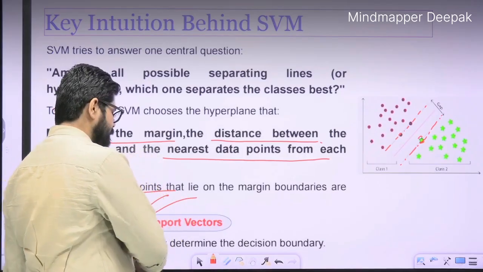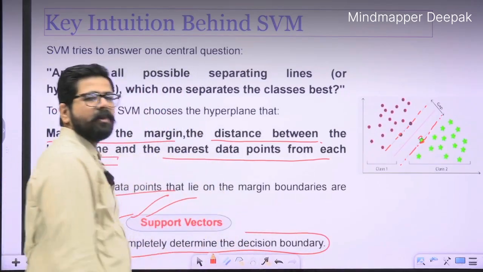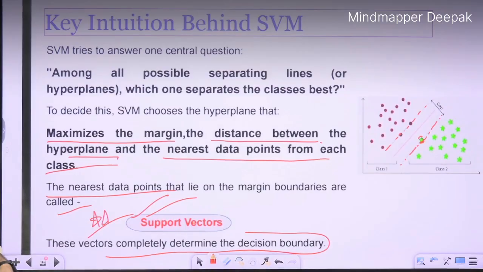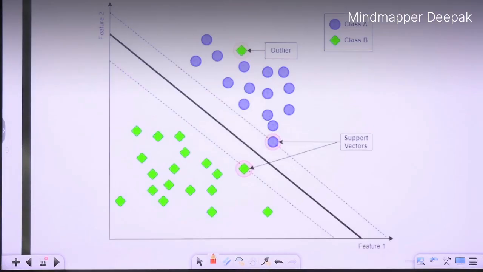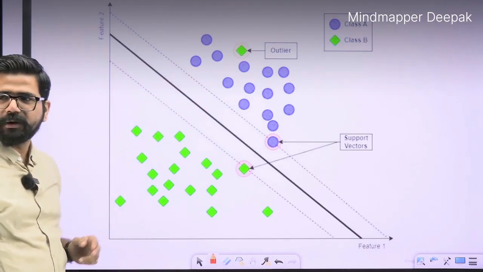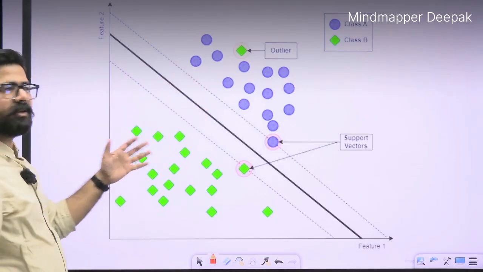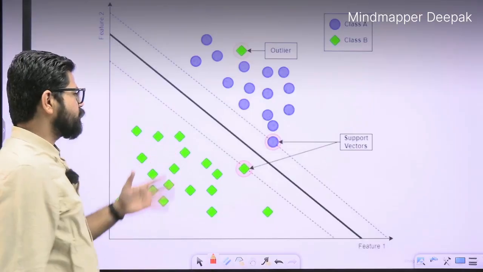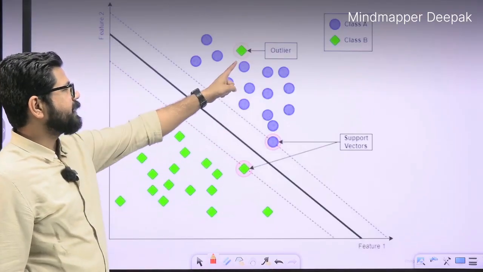So these vectors completely determine the decision boundaries which you have. These are the outliers we have here. This is class A and class B in this particular segment, which are your support vectors right now. So support vectors look like this. These are the outlier points.